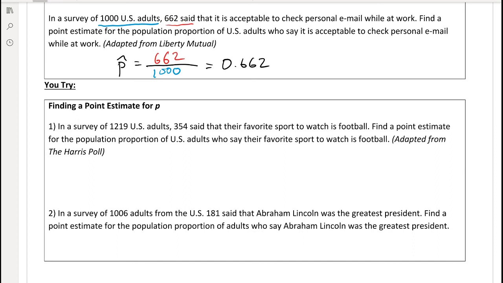Find the point estimate for number 1 and for number 2. That's going to be it for today, guys. It's going to be a very short video, but I still want you to attempt these two problems and calculate the point estimate for p, and then submit it onto Canvas for me. Don't submit the notes just yet. We still have a couple ways to go, but please submit the answers to these two problems.